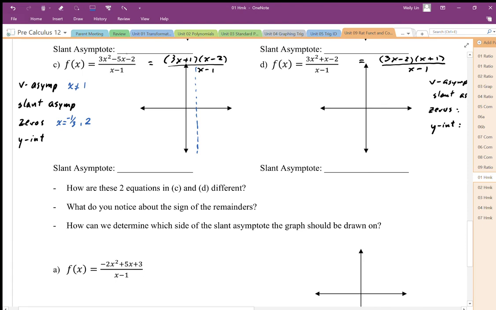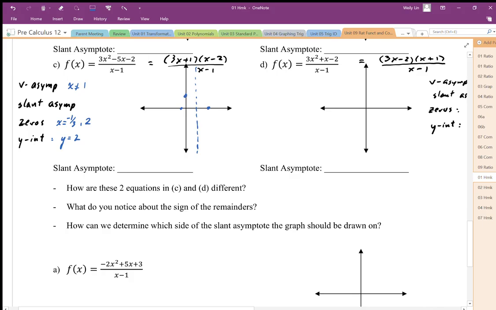To get the y-intercept, we just plug 0 into the expression. If I plug 0 into this original expression, I get negative 2 divided by negative 1. So we get a y-intercept at y equals positive 2. So I'm just going to draw on my zeros. I have negative 1/3 and positive 2. I've got a 0, and I've got a y-intercept at positive 2, maybe somewhere around here.